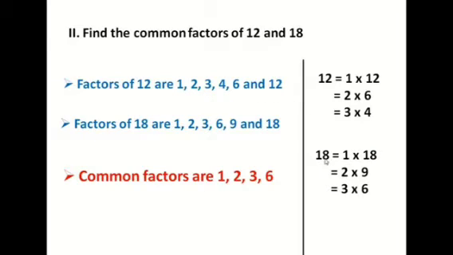And for 18, you can see in the working column 1 18s are 18, 2 9s are 18, 3 6s are 18. So factors of 18 are 1, 2, 3, 6, 9 and 18. Here the common factors I have underlined, hope you all have done. And finally you can write the answer. Common factors are 1, 2, 3 and 6.